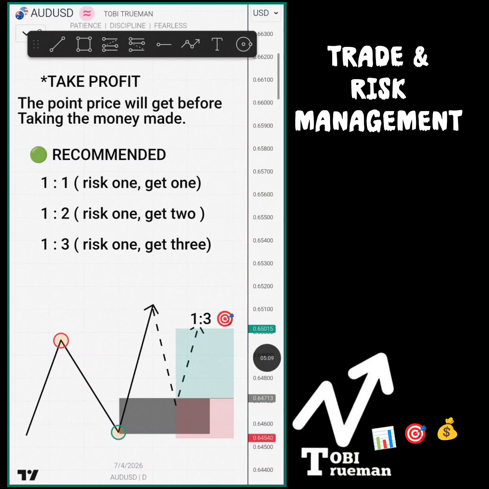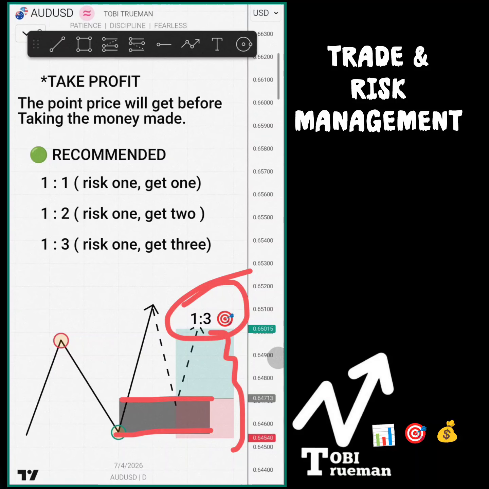Now what this means is that by the time you place your trade measurement tool, you don't want to stress yourself about whether the price will go more than 1 to 3. For me, I prefer to use 1 to 3 risk to reward. That's my target.